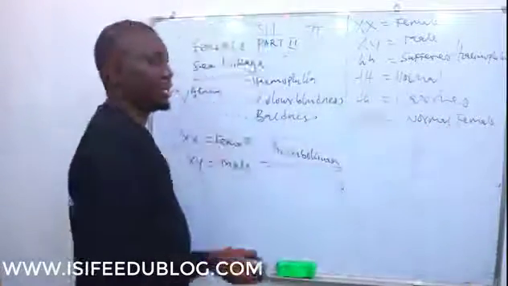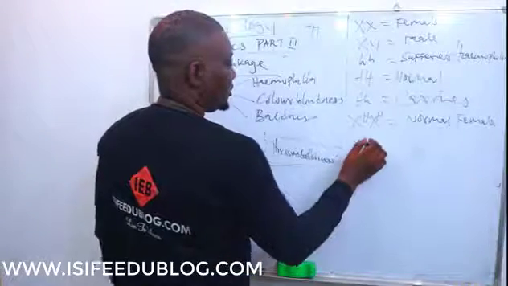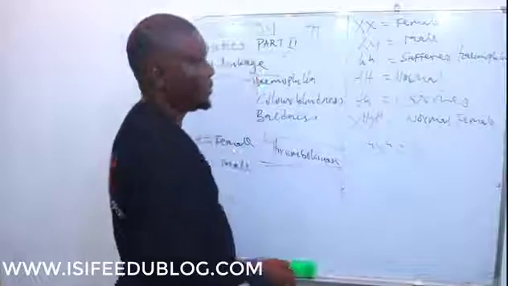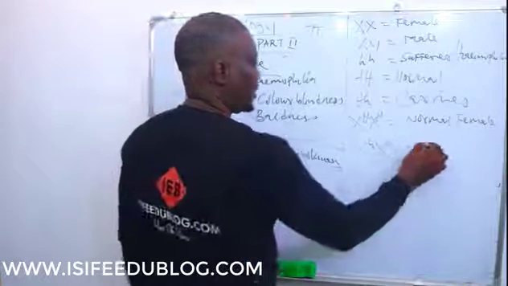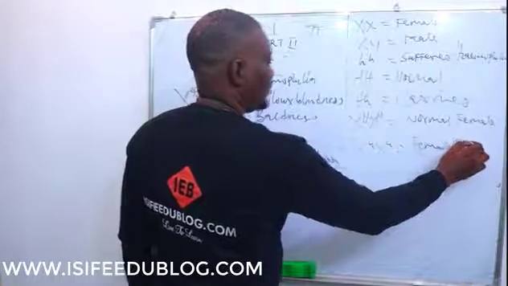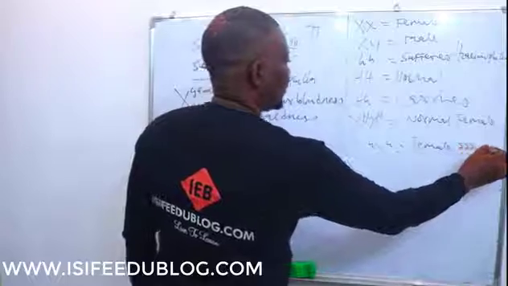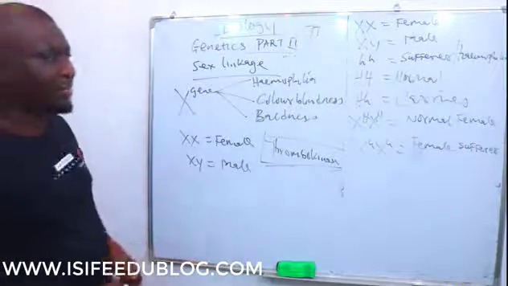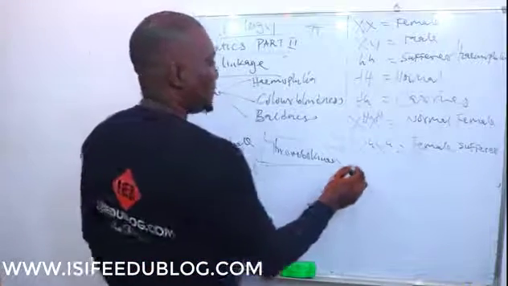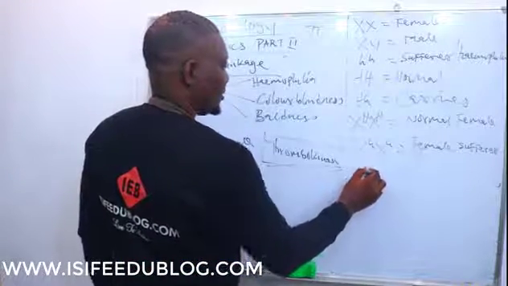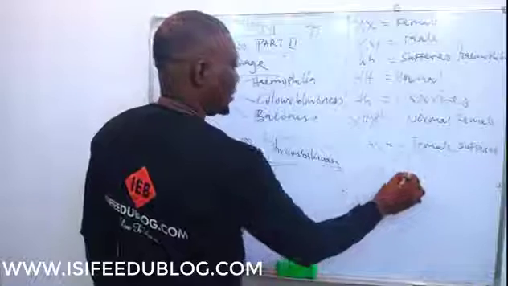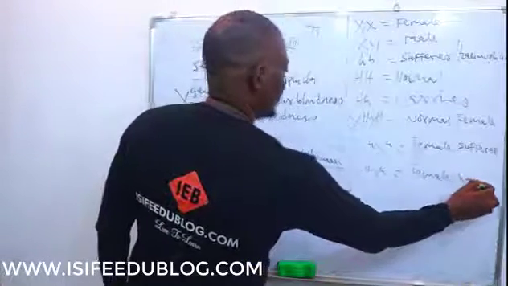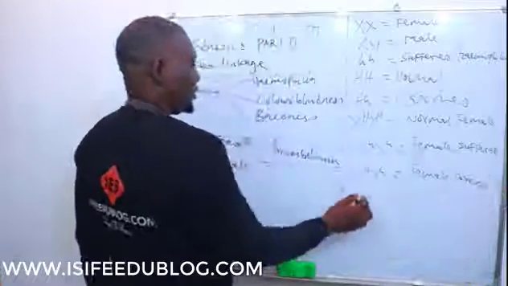It's not hemophilic, but if I have this and this, this is a female sufferer of hemophilia. And then what if I have X^H X^h? This is a female carrier, not hemophilic. And then what if I have this?